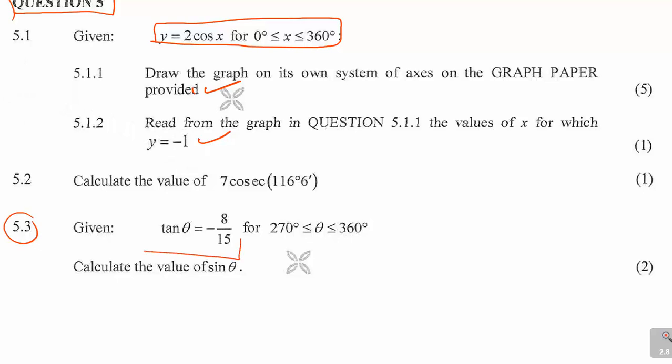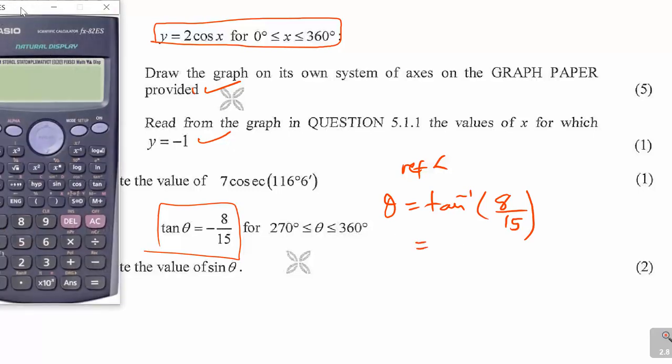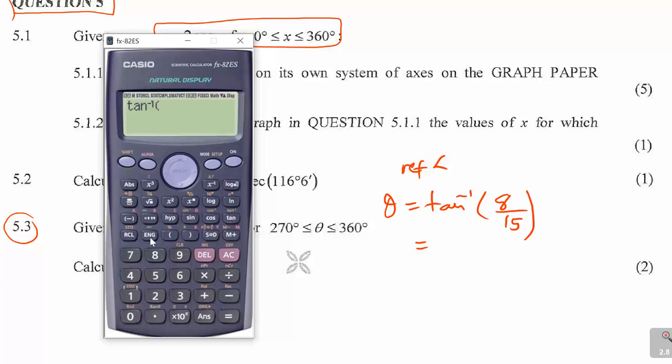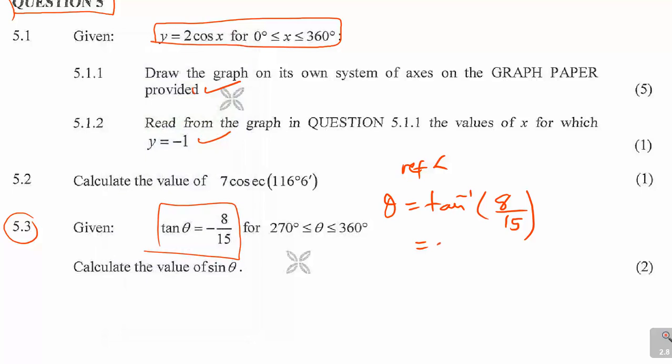They give you tan theta, and you're going to say theta is arc tan. First you get your ref angle, so it's arc tan 8 over 15. And then when I do that, it will give me the reference angle. So if I say shift arc tan 8 over 15, you see it gives me 28.072. So the angle is 28.072 degrees. So that's what I have as my ref angle.